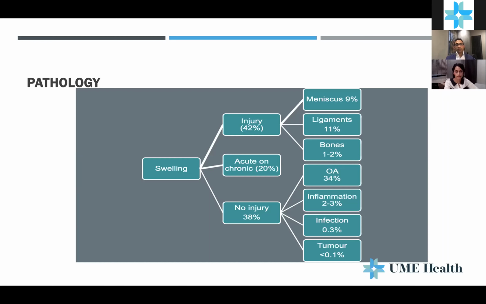If it's a chronic issue, then it's more likely to be an inflammatory component, or one of the red flags is really infection or tumor, although these are not vanishingly rare, but certainly uncommon.